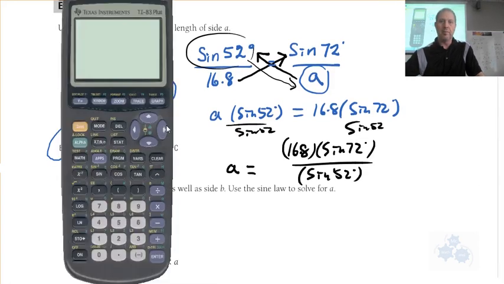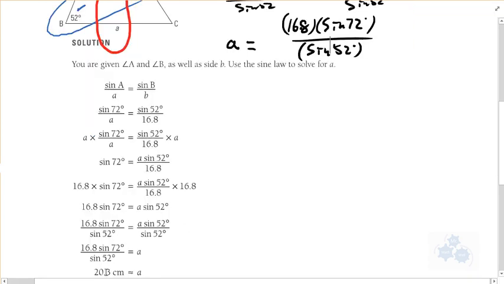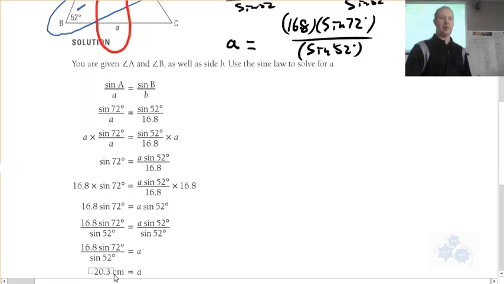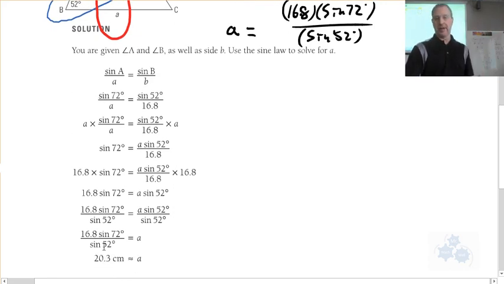All right, so figure that out in your calculator, right there. What is that? Okay, well here's the answer down below. It should be 20.3. We have one winner over there.